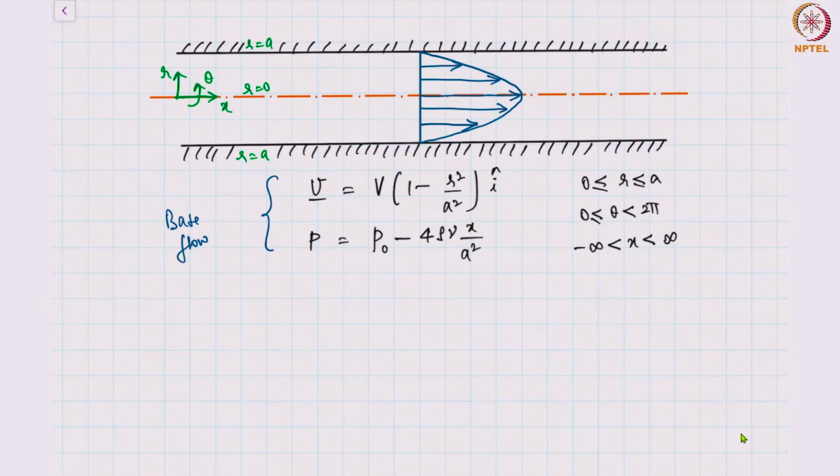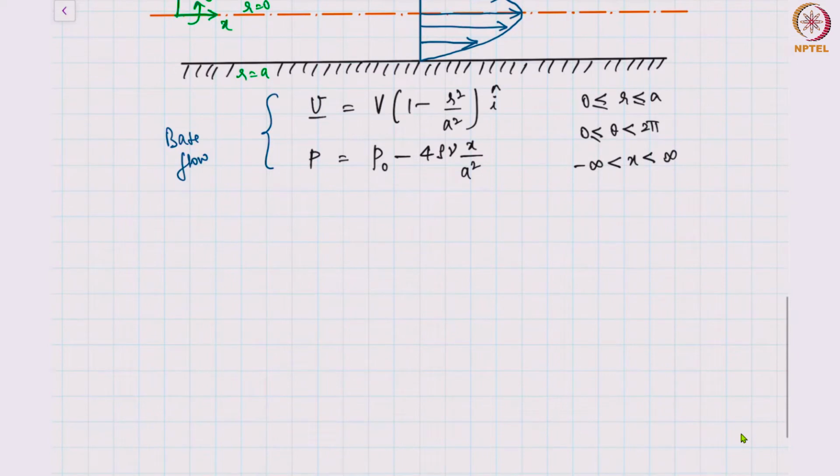So what we want to do is we want to ask, is this flow stable or unstable? How do we go about asking that question? So we already have a velocity field and the pressure field which satisfies the Navier-Stokes equations. Now what we will do is introduce a perturbation.